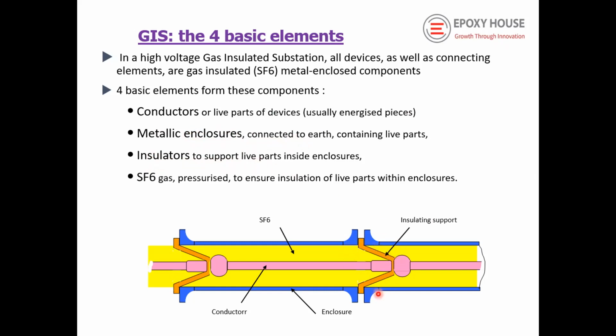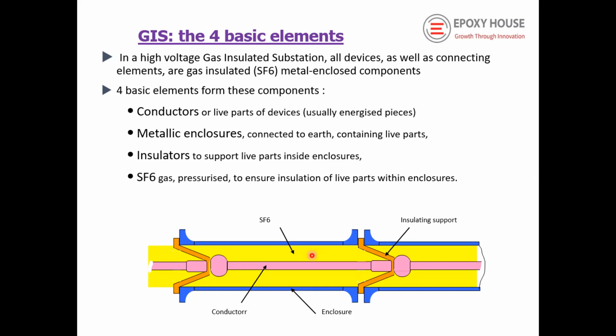Here, this is guiding the live conductors. This is the high voltage line. This is the insulation, SF6 gas, in a pressurized condition. It can be SF6, or nowadays new gases are coming, so it can be any of the gases.